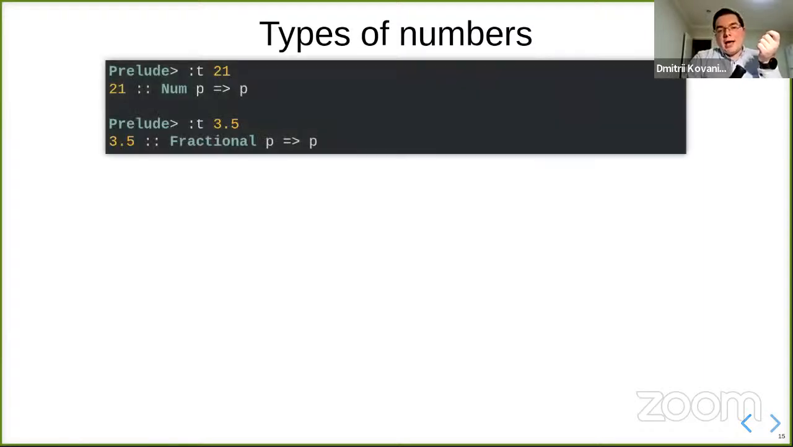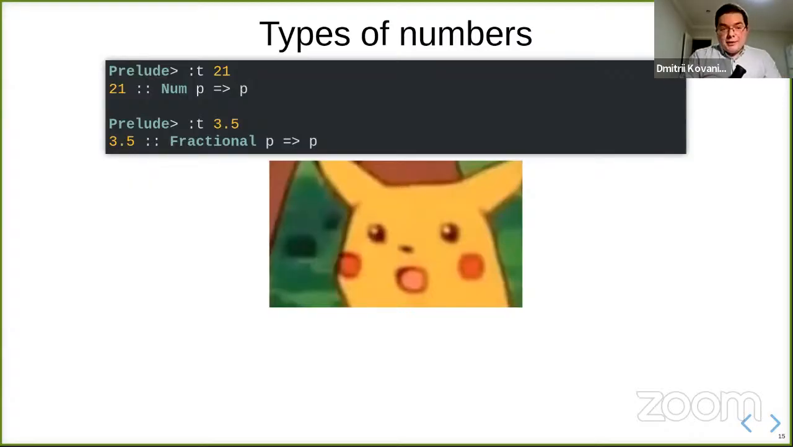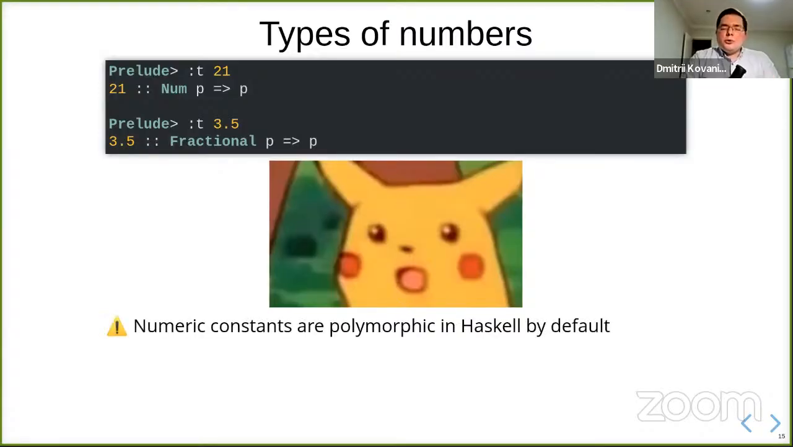If we check the types of numbers, we will see something unexpected. Let's say we want to check the type of number 21, and we won't see some plain type. We will see this double arrow. We will see a variable p on the right side, and on the left side, we will see something like Num p. You might wonder what is happening here. Well, in Haskell, numeric literals, like these numbers, are polymorphic by default. This is made so these numbers can mean different things. So things are by default very polymorphic.